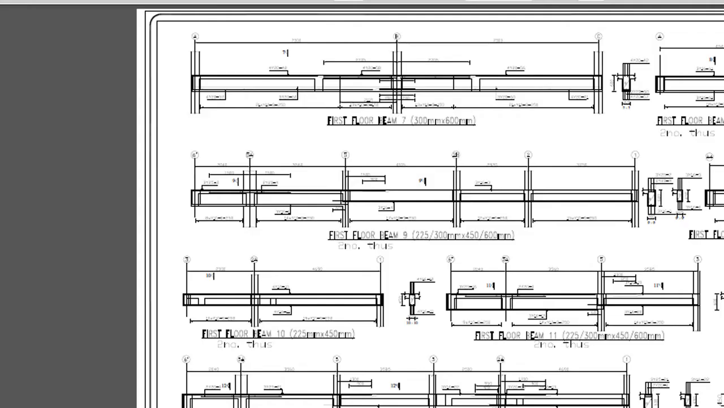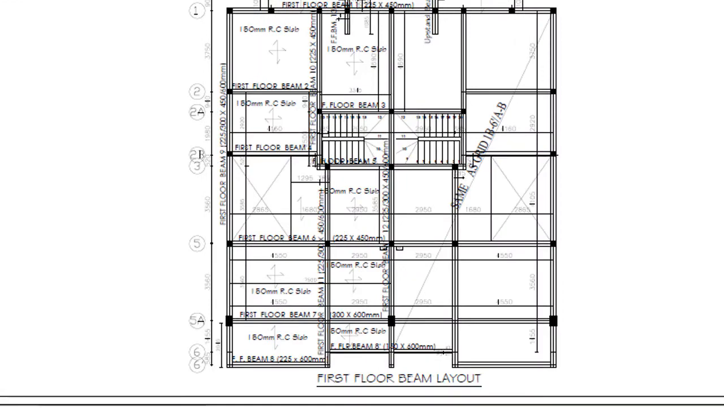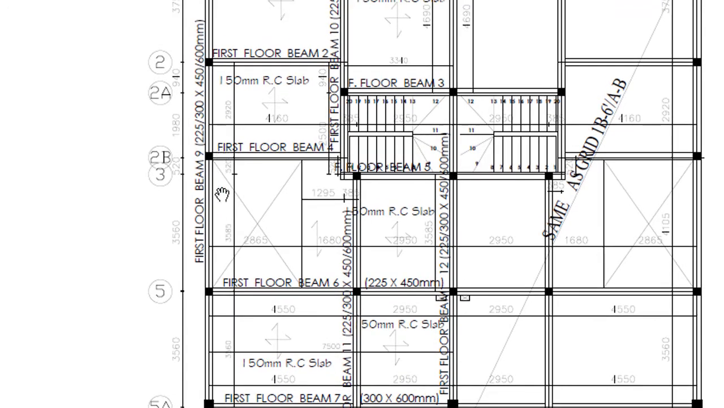Okay, let's go back to the beam layout and pick another beam so that we can make an example from another beam. Okay, these are beam layouts. I'm going to pick beam 9. You understand? I'm going to pick beam 9. Why? Because beam 9 is a non-prismatic beam.